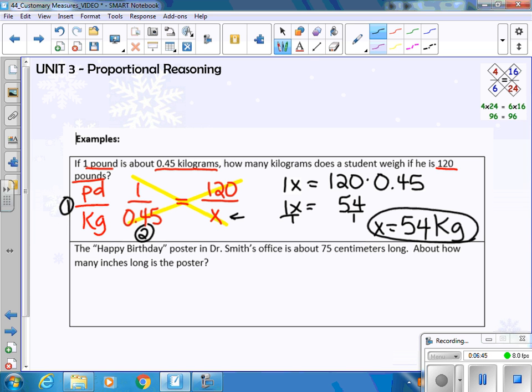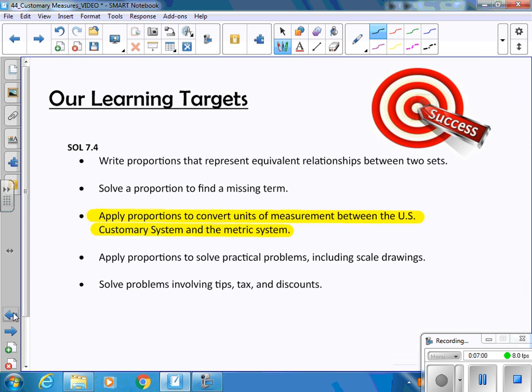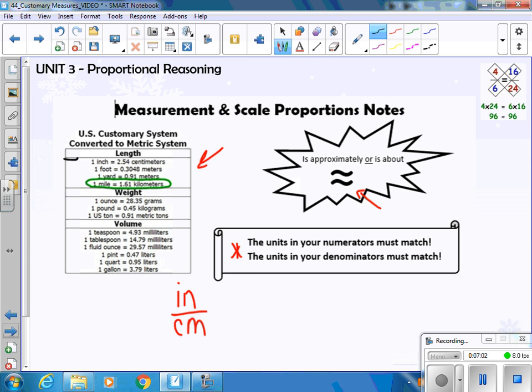The happy birthday poster in Dr. Smith's office is about 75 centimeters long. About how many inches long is the poster? So I know we're comparing centimeters with inches. They don't give me the ratio, so I have to look back at my table. Oops, I went too far. Here's my ratio I'm going to use.